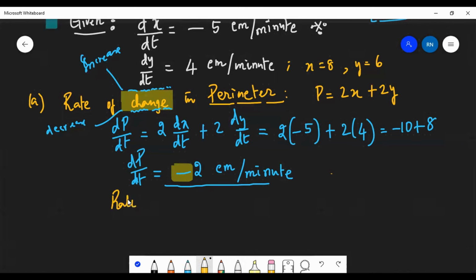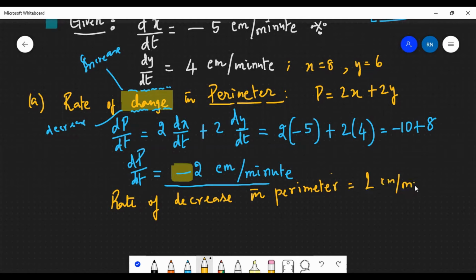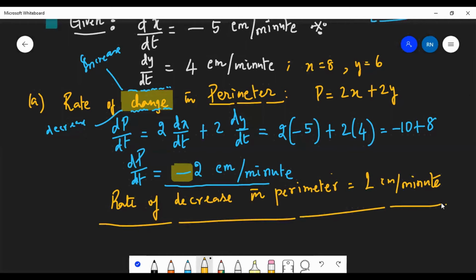So rate of decrease in perimeter. But once again, don't write negative. Rate of decrease in perimeter is 2 centimeter per minute only. Just like they mentioned in the first line, the rate of decrease in length, rate of decrease in x is 5. They will not mention decrease along with a minus. So note all these things. These are very important conventions while writing the sentence statement-wise and symbol-wise.